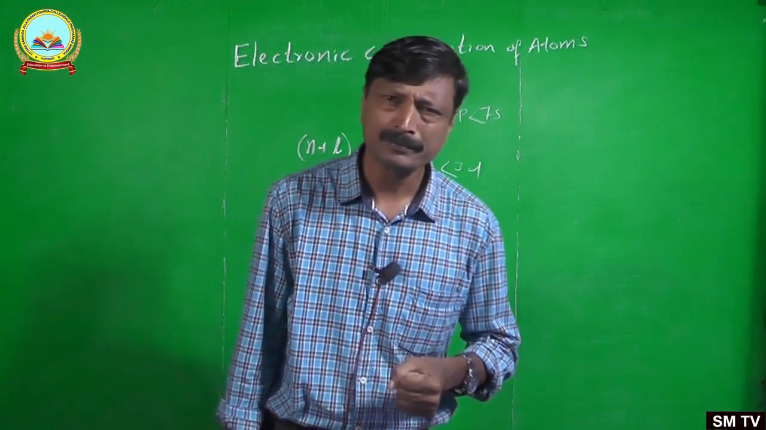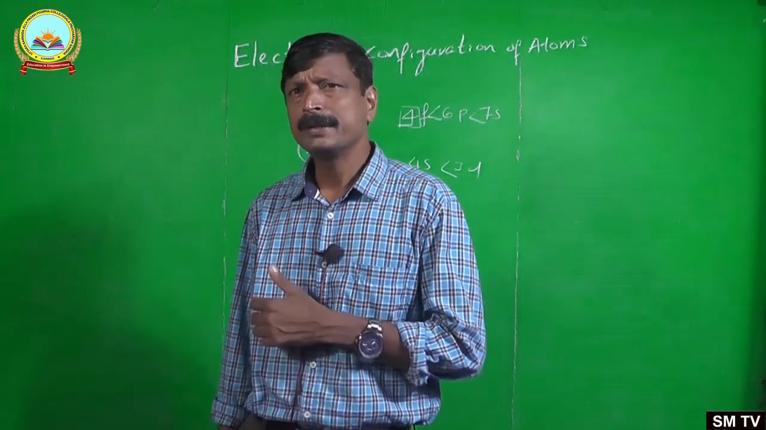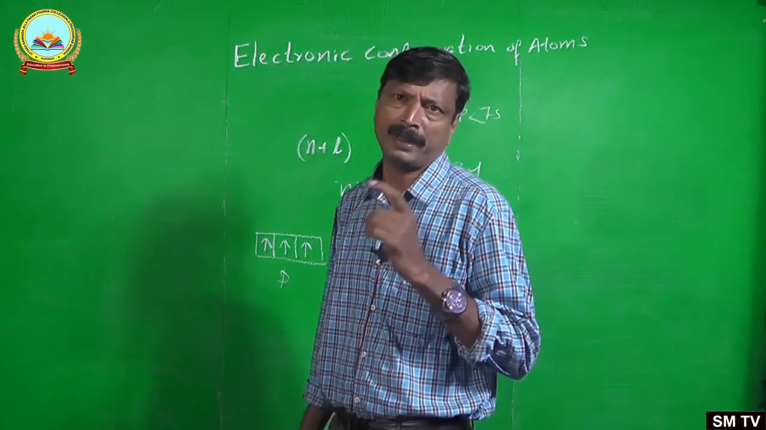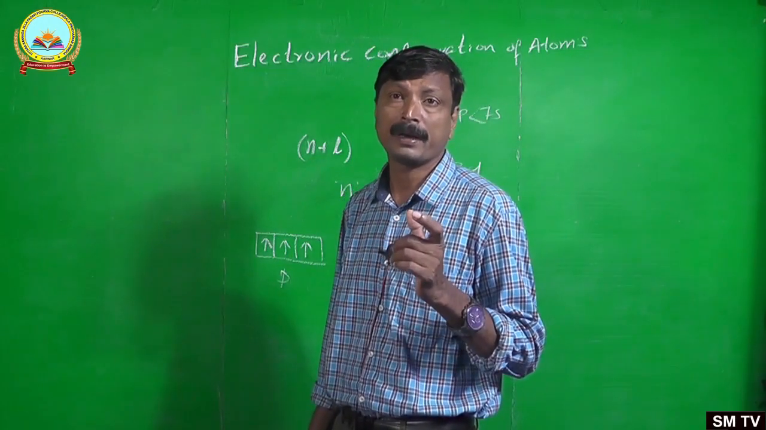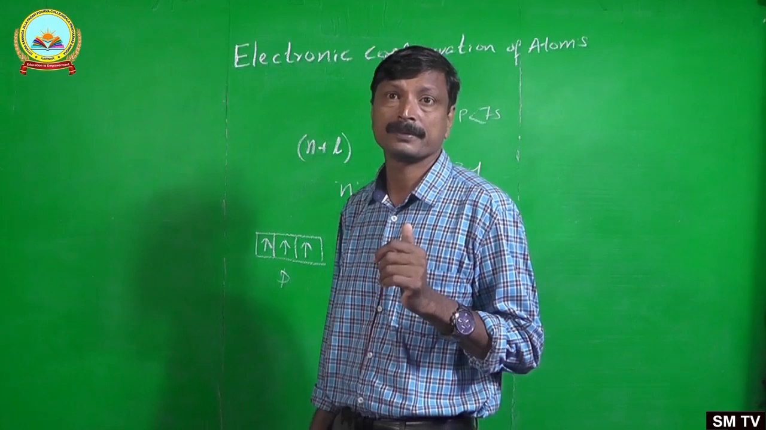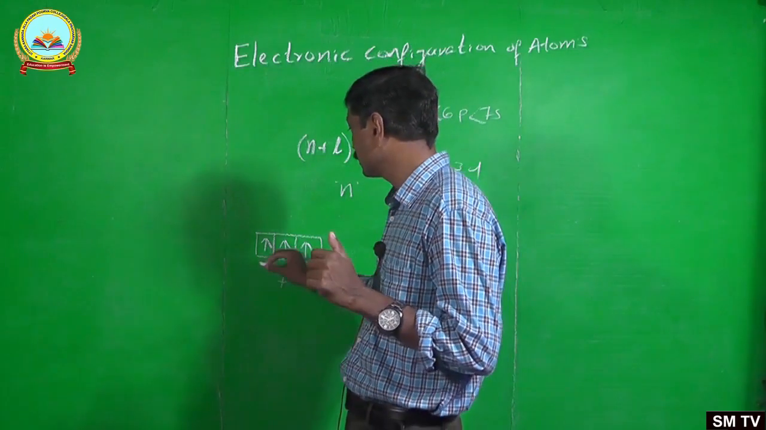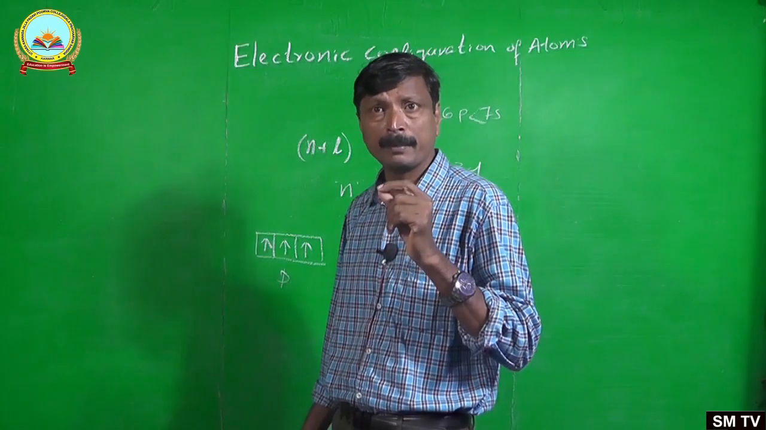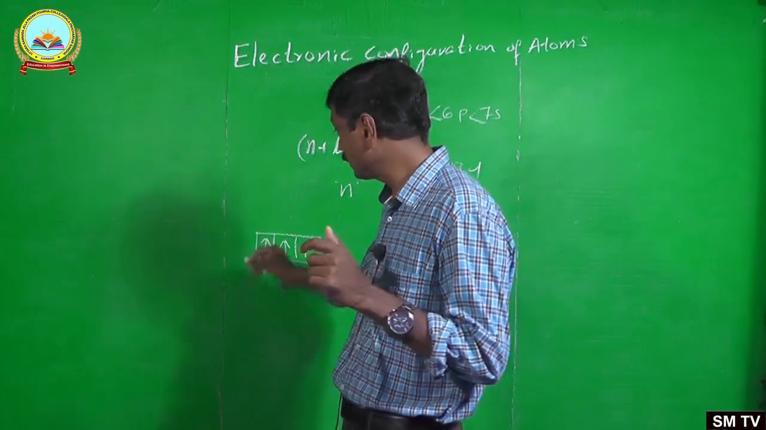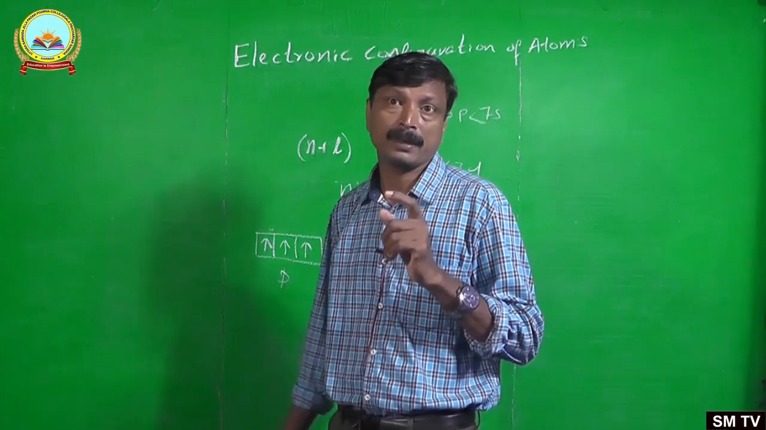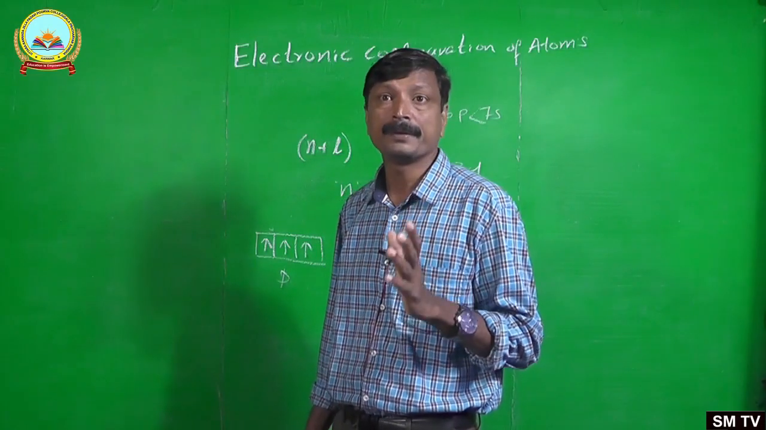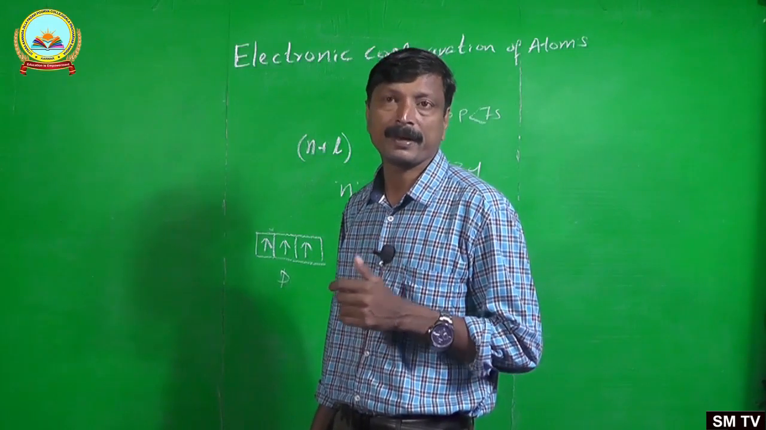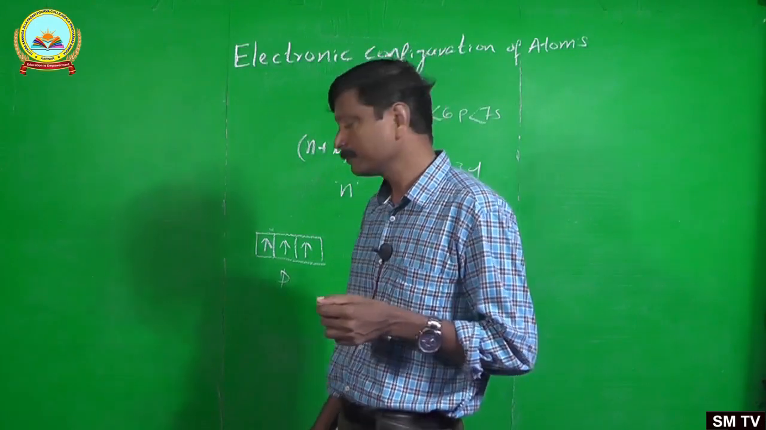By using this rule, you can find out the number of unpaired electrons in a given subshell or given atom. The number of unpaired electrons is also an important property. It decides many properties of the element. So here you are able to calculate how many unpaired electrons are there in the atoms.